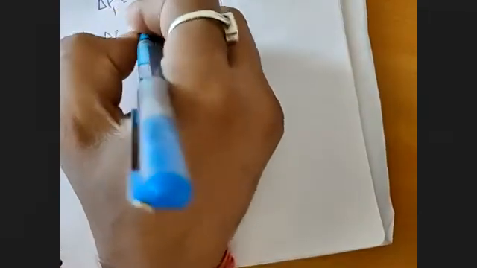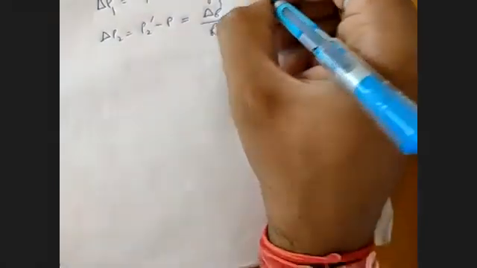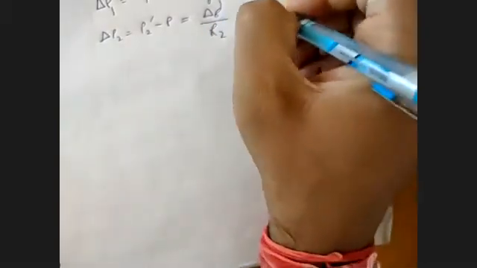So now delta P1 will be P1 dash minus P, and that will be equal to delta F by R1. Similarly for P2, it is P2 dash minus P, so that is delta F by R2. This is for generator 1 and this is for generator 2.